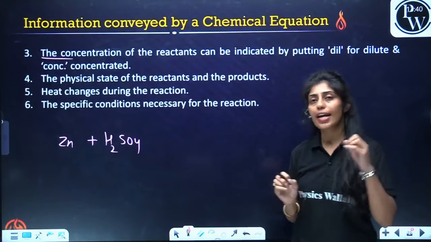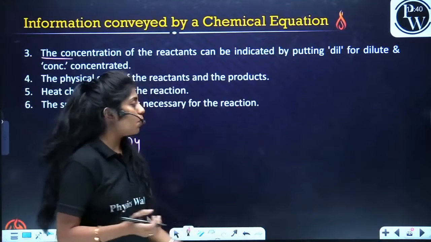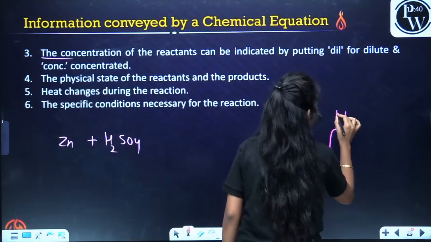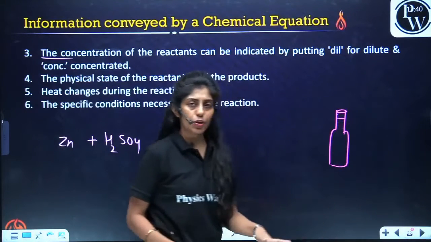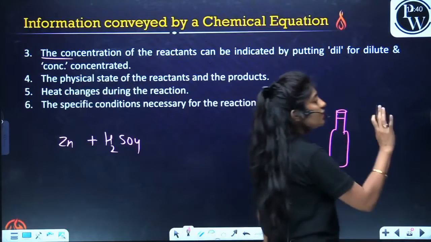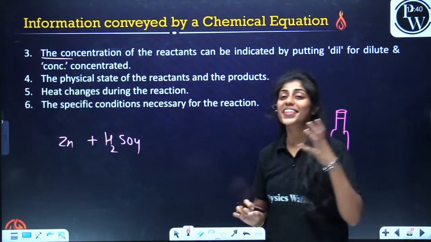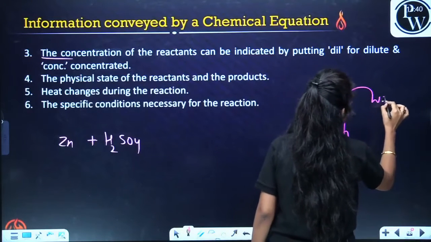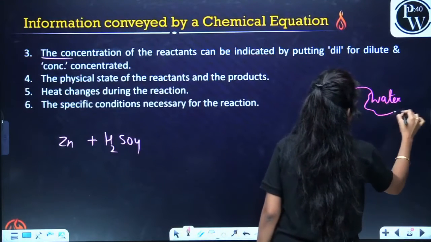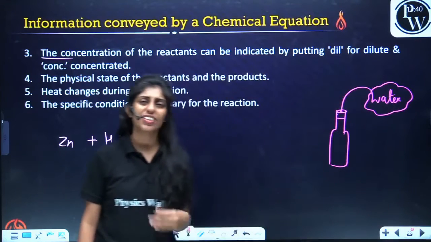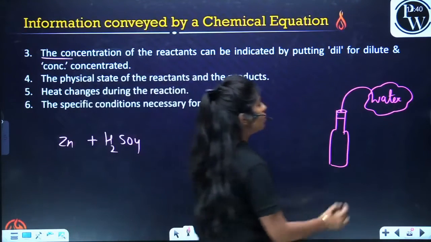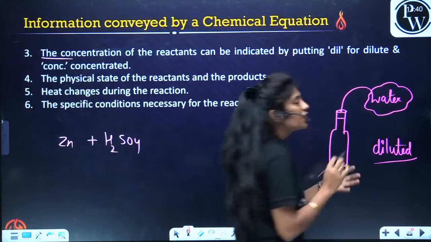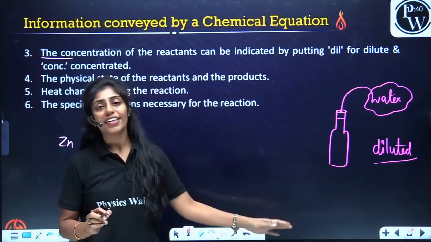Sulfuric acid can be, suppose you are drinking a cold drink. Any cold drink, your favorite cold drink. So that is the concentrated cold drink. You have the characteristic taste of that. What if I add some water into it? Will there be any change in the taste? Definitely. It will be diluted, no? Diluted. So if this is diluted, that means we have added water into it.